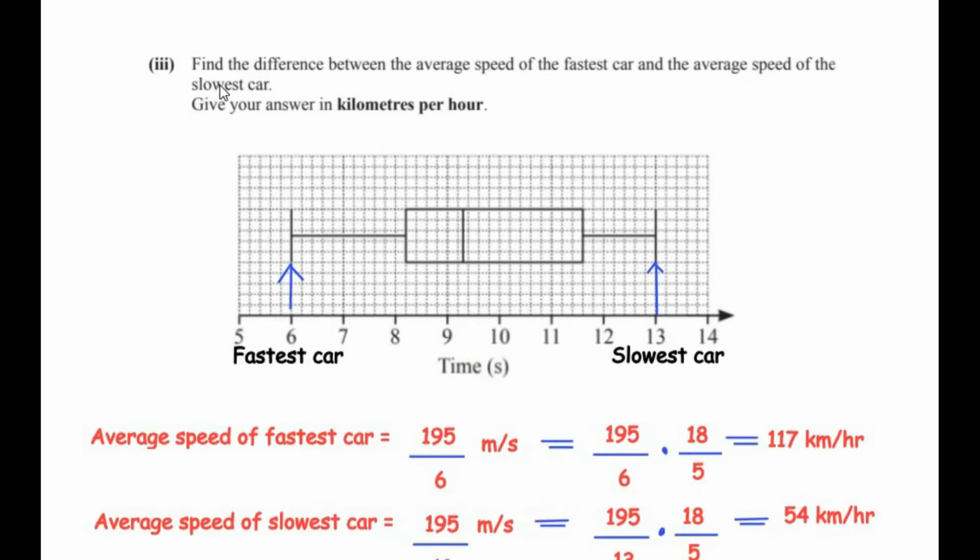Now moving on to the next question. Find the difference between the average speed of the fastest car and the average speed of the slowest car. Give your answer in kilometers per hour.